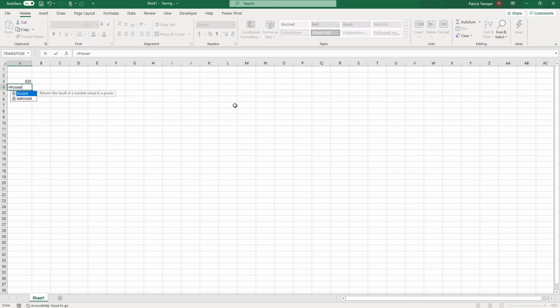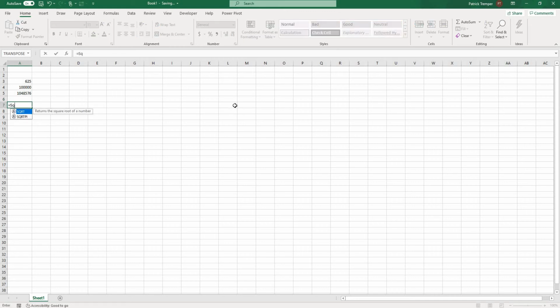Now let's look at another example. Power function of 10 to the fifth will return 100,000, and power function of 2 to the 20th will return 1,048,576. So there you have it. Those are some examples of the power function for you.